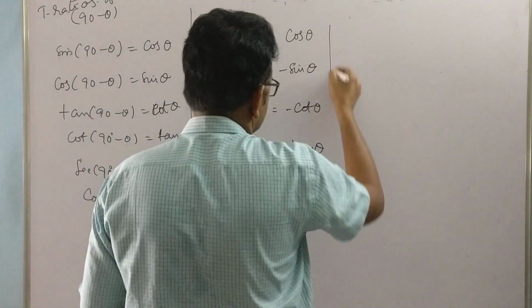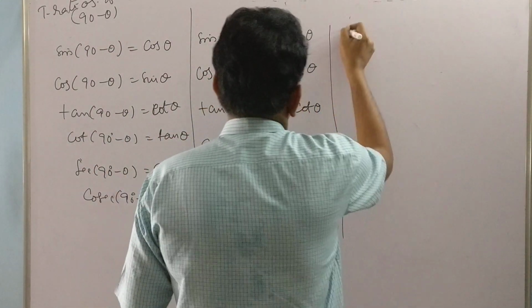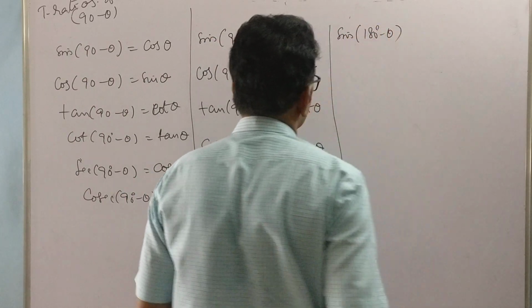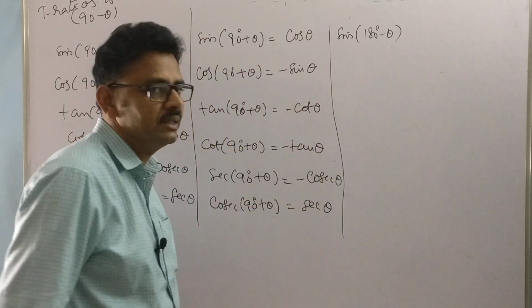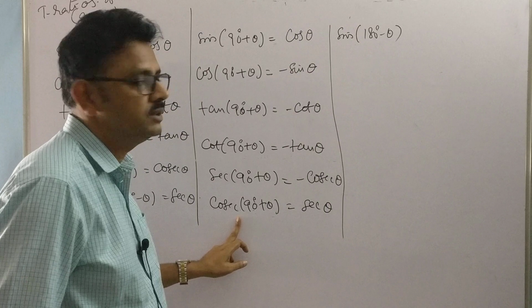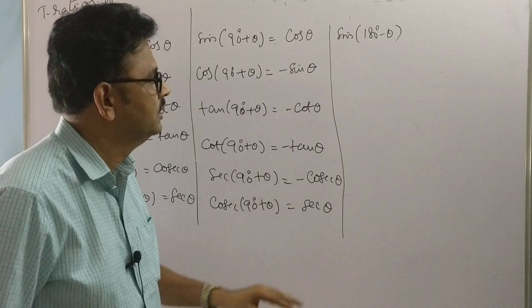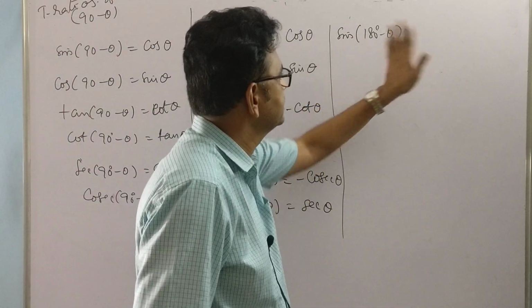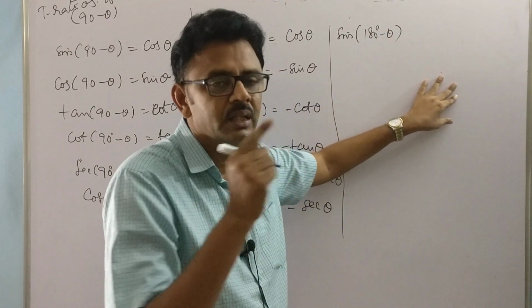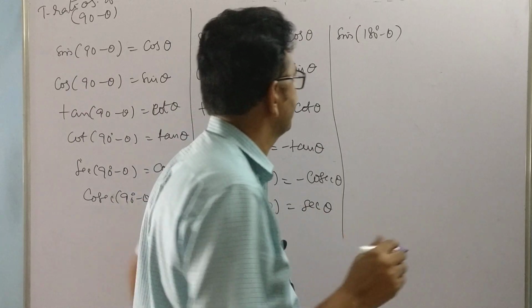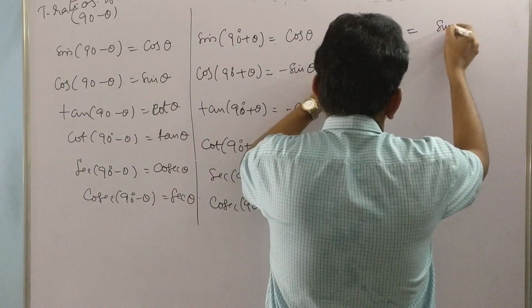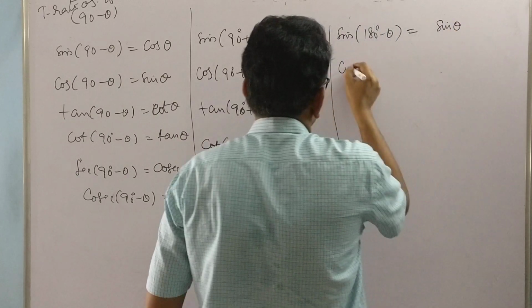Next term, trigonometric ratios of sine of 180 degrees minus theta. 180 degrees minus means what? That is second quadrant. In the second quadrant only sine and cosecant are positive. The remaining are negative. For 180, sine becomes sine, cos becomes cos, tan becomes tan. Either it is positive or negative depends on the quadrant. That is equal to, second quadrant sine positive, so this is sine theta.